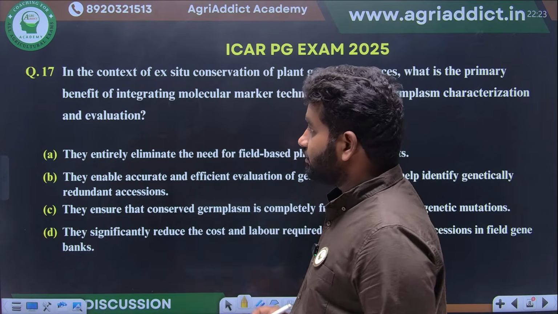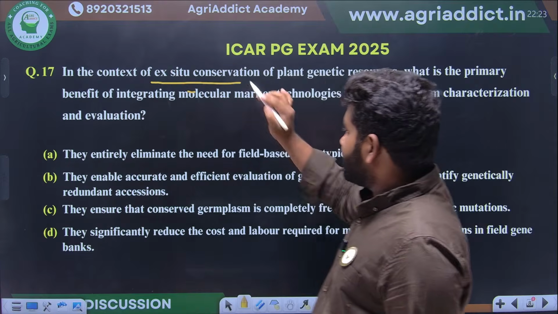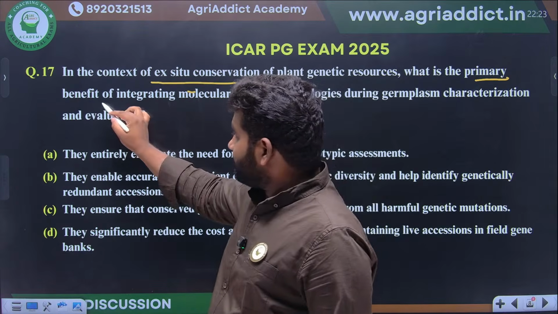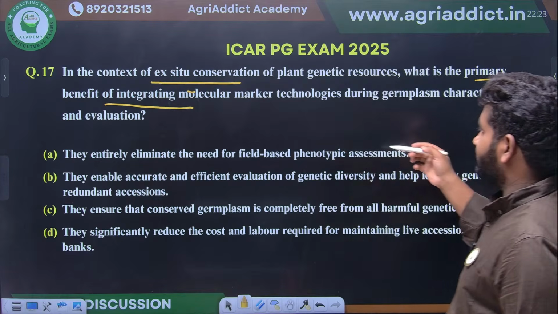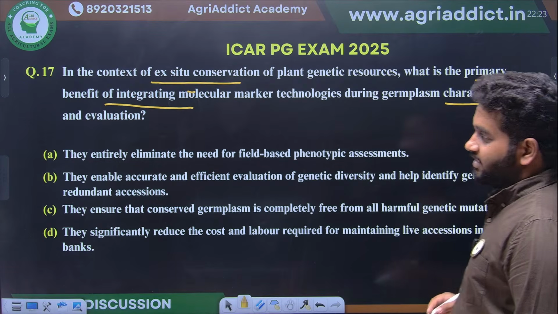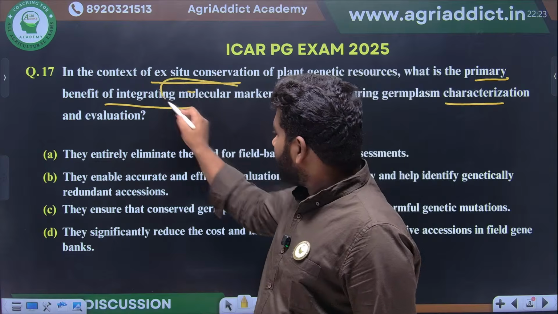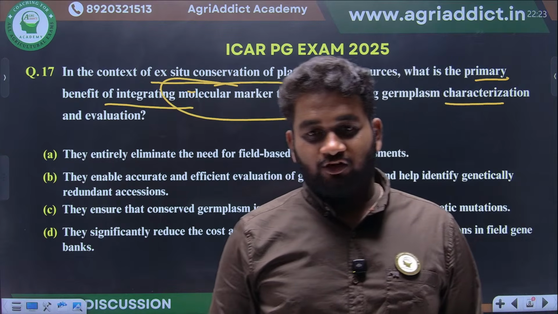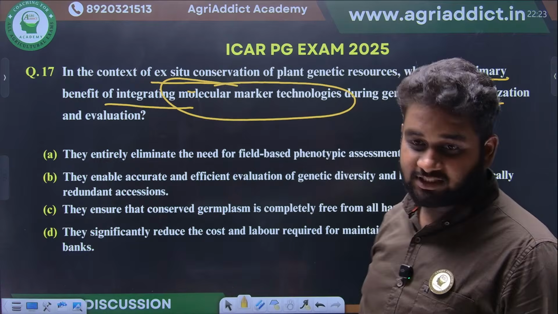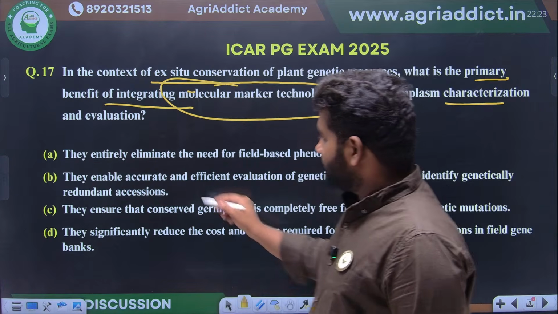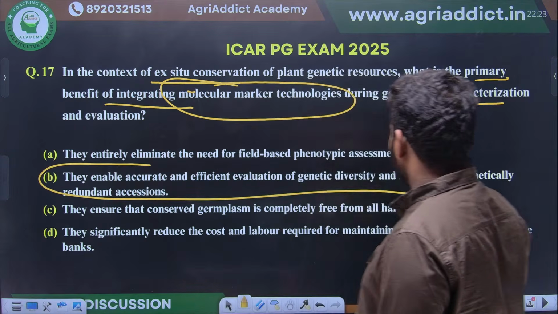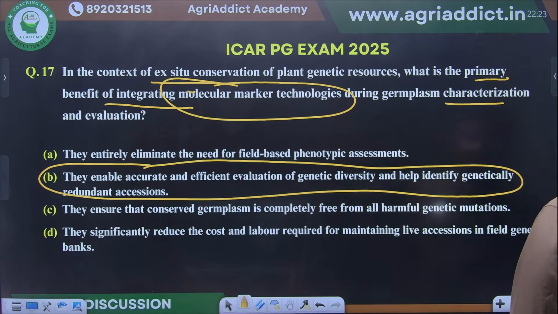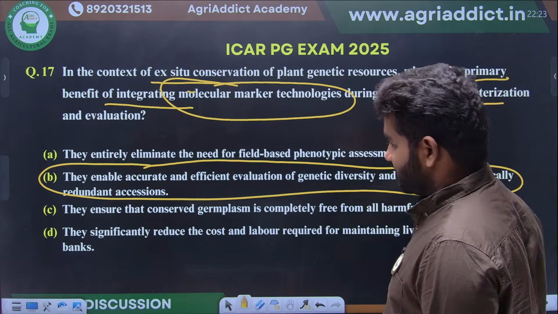the particular question. In the context of ex situ conservation of plant genetic resources, what is the primary benefit of integrating molecular marker technologies during germplasm characterization and evaluation? They are asking about molecular marker technologies. What are the benefits of molecular marker technologies in germplasm conservation? B. They enable accurate and efficient evaluation of genetic diversity and help in identifying genetically redundant accessions.